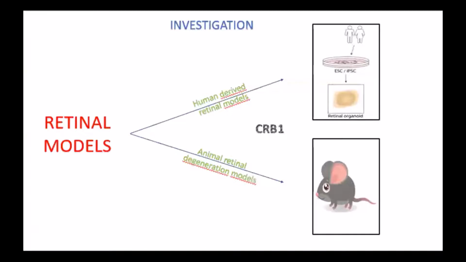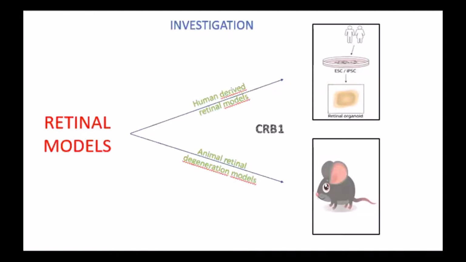Over the years, there are multiple models developed mimicking the CRB1 related phenotype in patients. There are two principal models of investigation: the human derived retinal models with induced pluripotent stem cells with retinal organoids, and the animal retinal degeneration models.